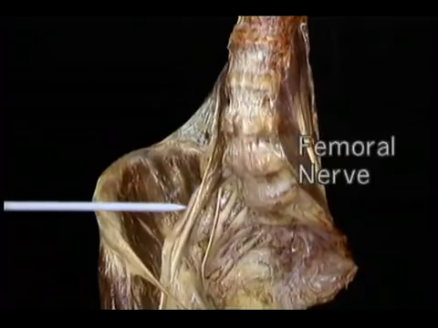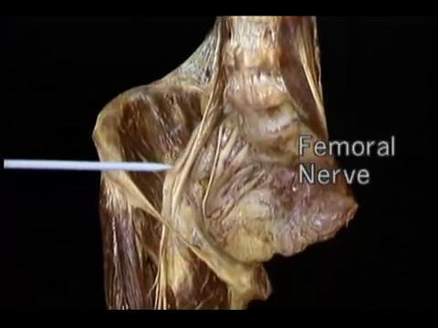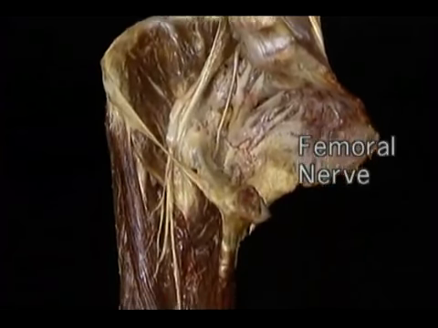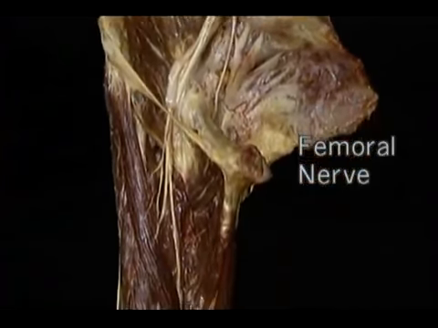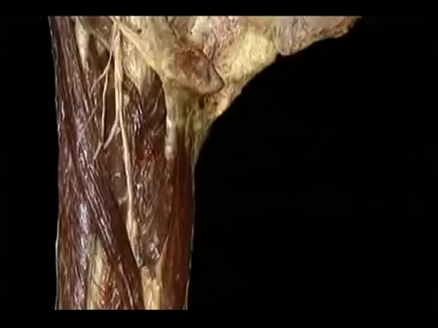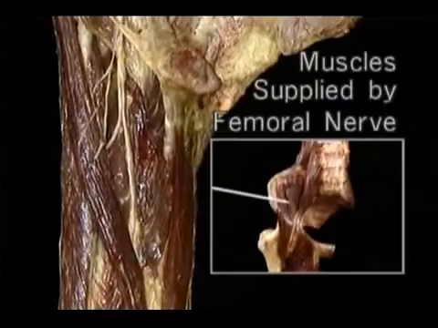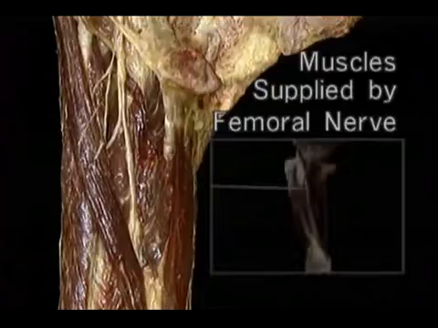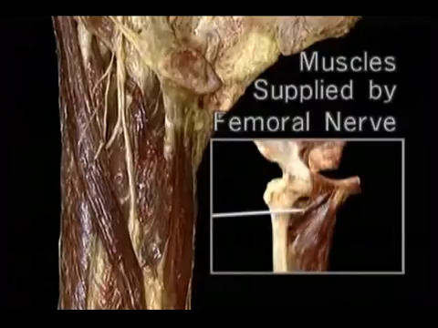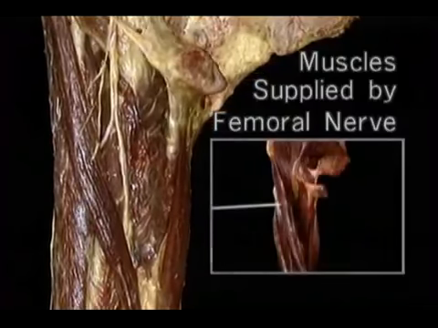We'll follow the femoral nerve. It runs across the iliacus muscle and passes under the inguinal ligament, just lateral to the femoral artery. Below the inguinal ligament, the femoral nerve breaks up into several branches. The femoral nerve supplies iliacus, all four heads of quadriceps, and also pectineus and sartorius.